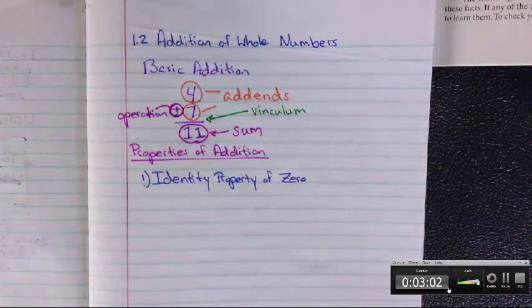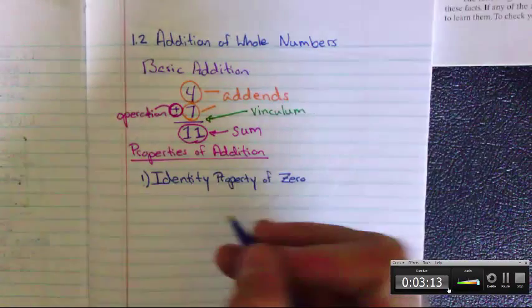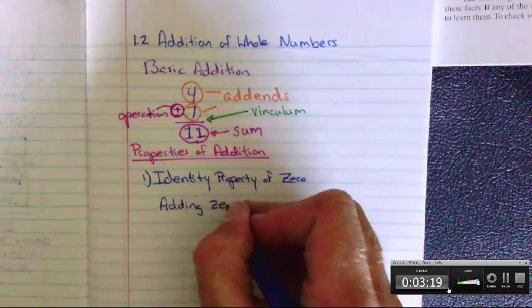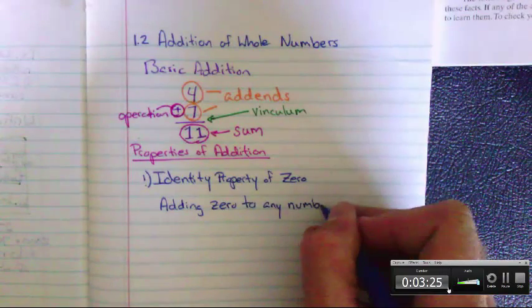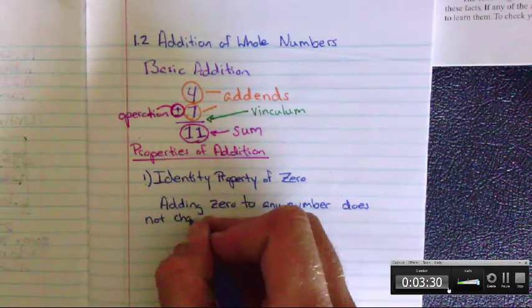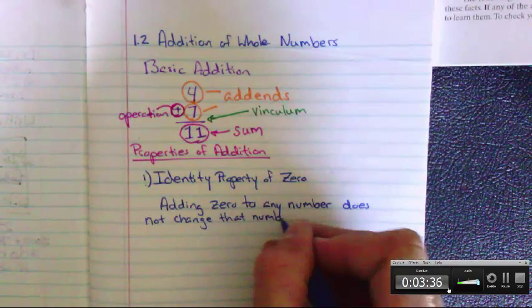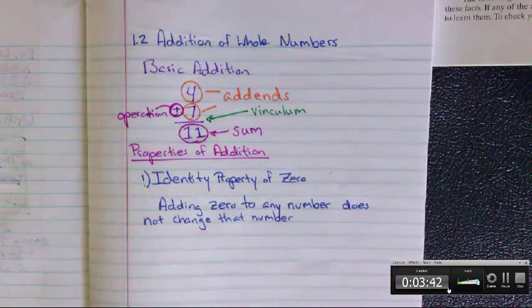It's called the identity property because your identity never changes. It remains constant. When you're born, you're the same person as you are when you die. So the identity property is the property that means that it does not change. It's the identity property of 0 because it basically says this: adding 0 to any number does not change that number.